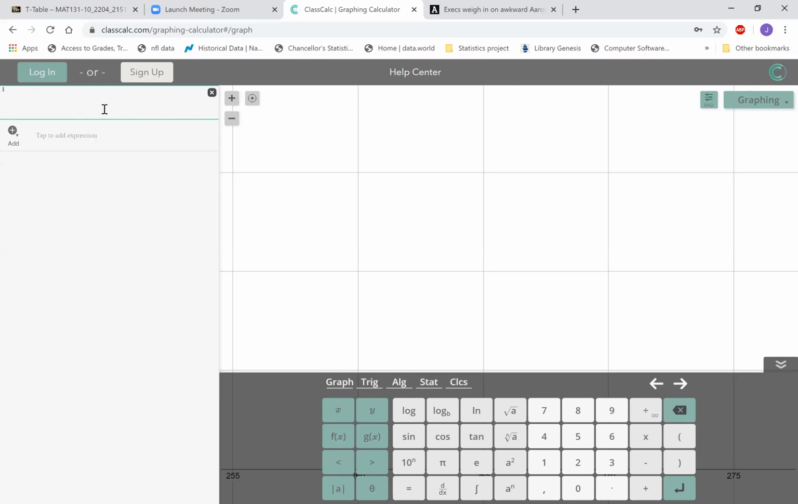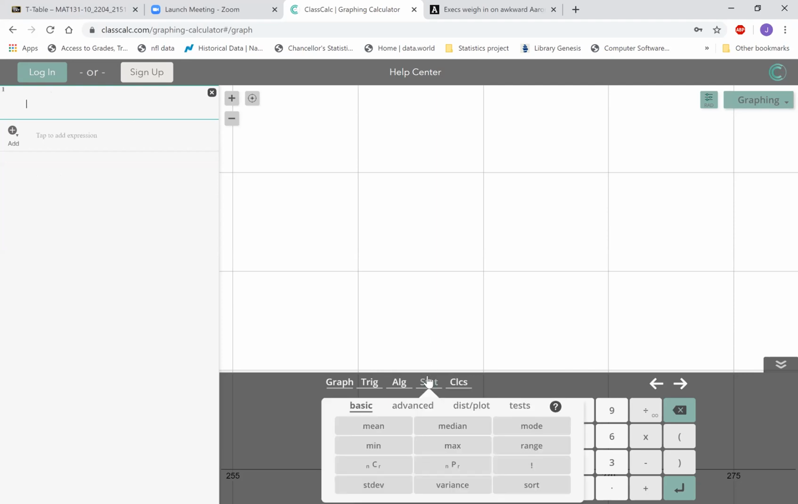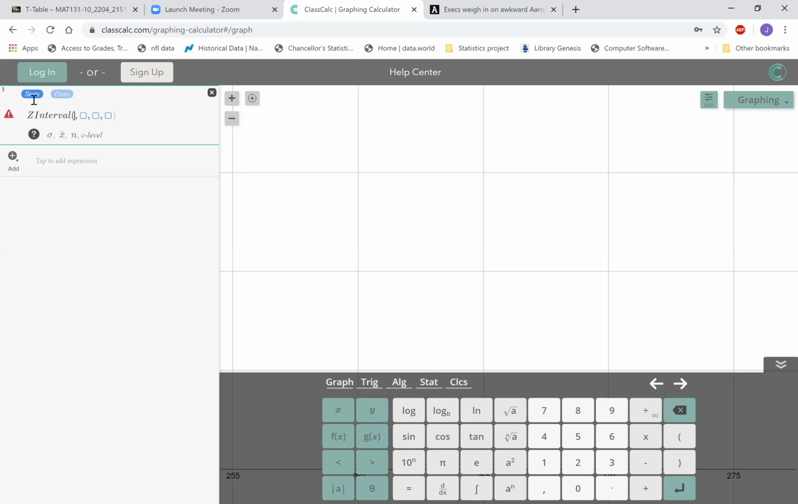All right, so everybody should be able to see my ClassCalc. For ClassCalc, we're going to go to stats, then tests, and we're going to do a Z interval. First thing you want to do is change it from stats to data. So I'm going to select data. The first thing it asks for is the standard deviation of the population.